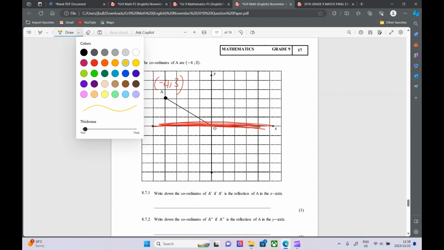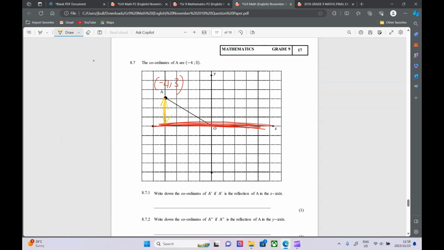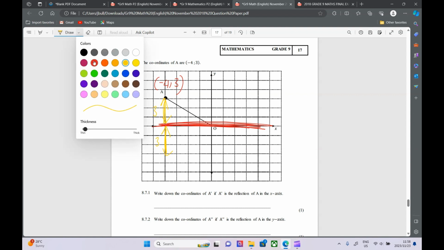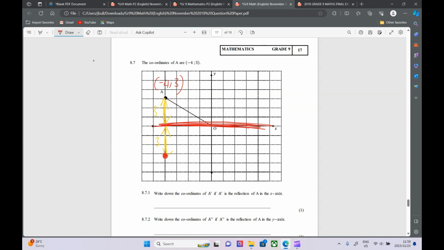If we're reflecting it down there, we've just got to check. There was a gap of 3 there. So now it's going to be 3 below. 1, 2, 3. But it still has to be exactly in line. So I'm just going to draw it here. Now we'll just do it in red. So that is going to be our new A coordinate. It's still at the same x coordinate, but now it's at minus 3 instead of positive 3. So the image of A is minus 4, minus 3.